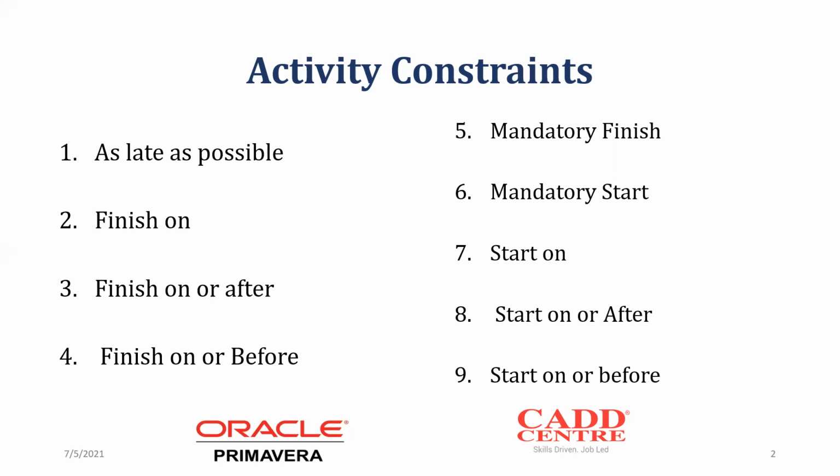So that's one of the constraints, as late as possible. That one can only be assigned to activities that are not so essential, and never assign that to a critical activity. If it is a critical activity and you assign it that constraint, it will tend to become a non-critical activity, because critical activities can't be delayed. So you can't assign as late as possible constraint to them. Is it clear?